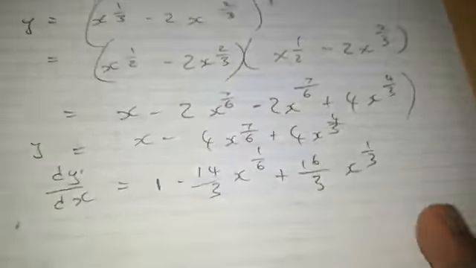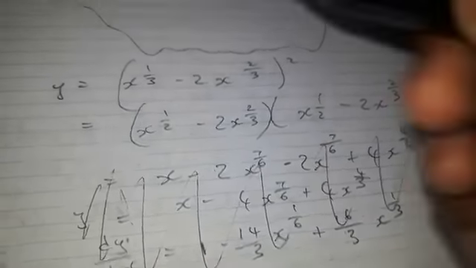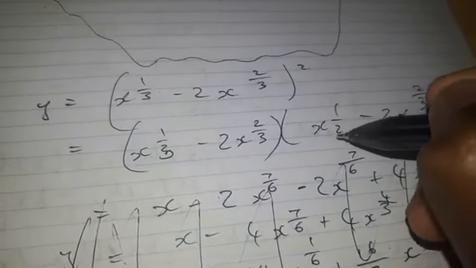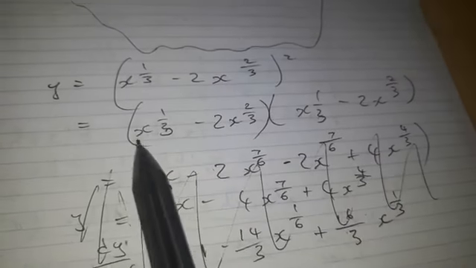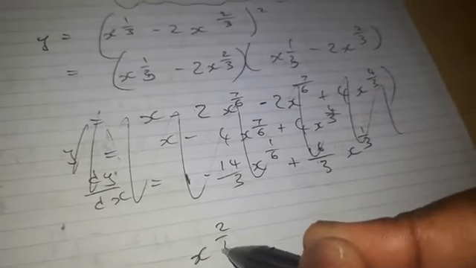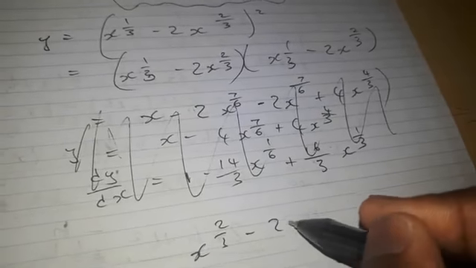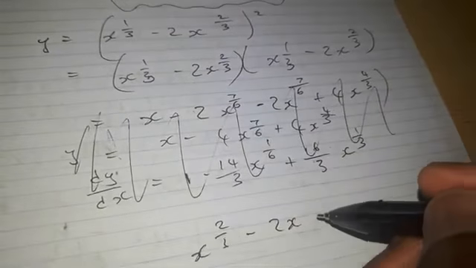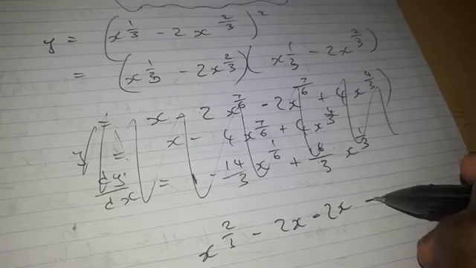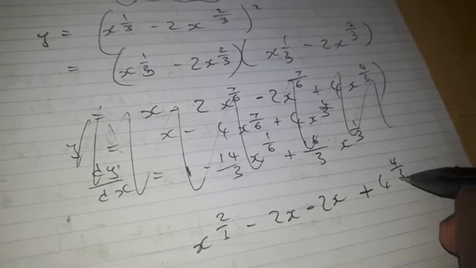Ah, this is nonsense. I just realized, this is supposed to be a third. This is supposed to be a third. So this is also going to be a third. My bad. So this times that is going to give you x to the power of 2 over 3. And then this times that is going to give you negative 2x. And then this times that is going to give you another negative 2x. This times that is going to give you a positive 4 to the power of 4 over 3.